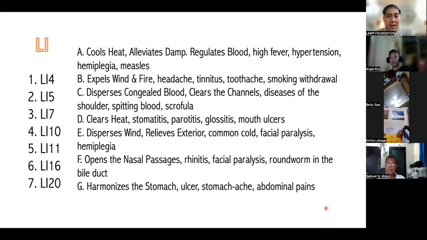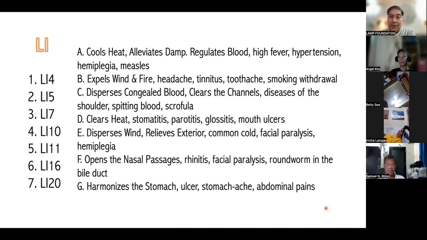Okay, very good. Number 5, LI11. Anong classification? LI11, sea and earth point of the large intestine. Wow, very good. Great. Then, my answer, Doc, is letter A. Clear heat, elevates damp, regulates blood, high fever, hypertension, hemiplegia, and measles. Yeah, kaya sea point kasi, di ba? Sea point. Yes. Okay, high fever. Okay. Hypertension.